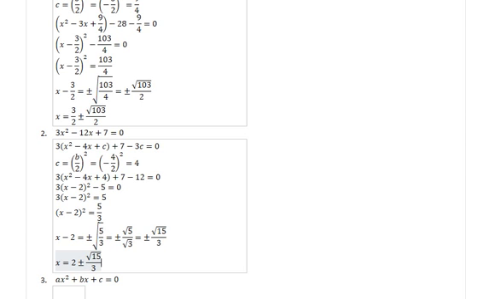Alright, so there are 2 examples with fractions even, because I'm a terrible, evil person, of how to complete the square and how to solve for x.